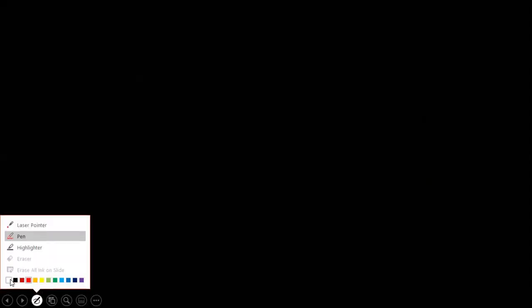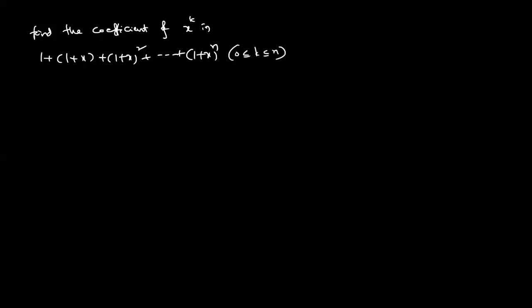Okay. Write down the question. Find the coefficient of x power k in 1 plus (1 plus x) plus (1 plus x) whole square and so on up to (1 plus x) whole power n, in bracket k must lie between 0 and n. Solution. Ready, all of you?